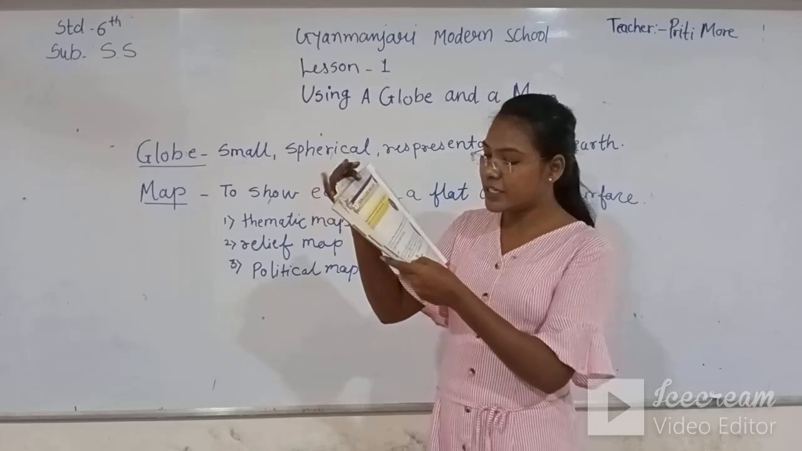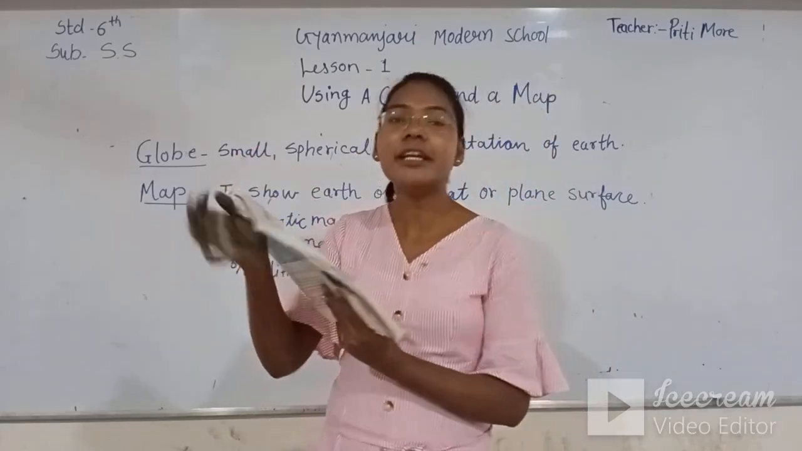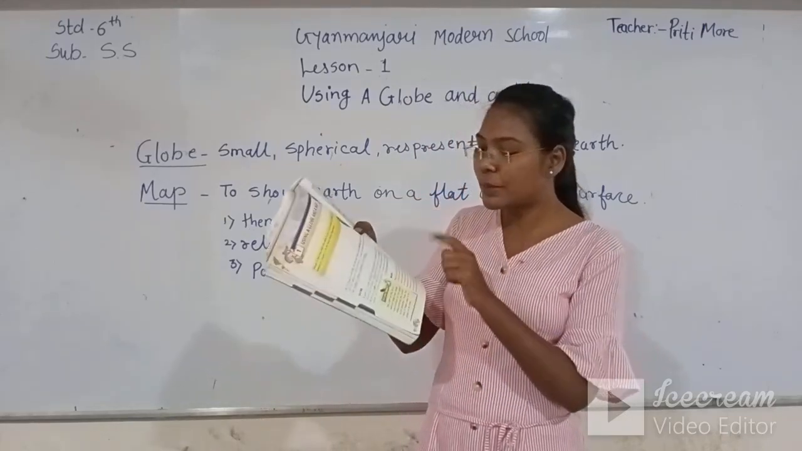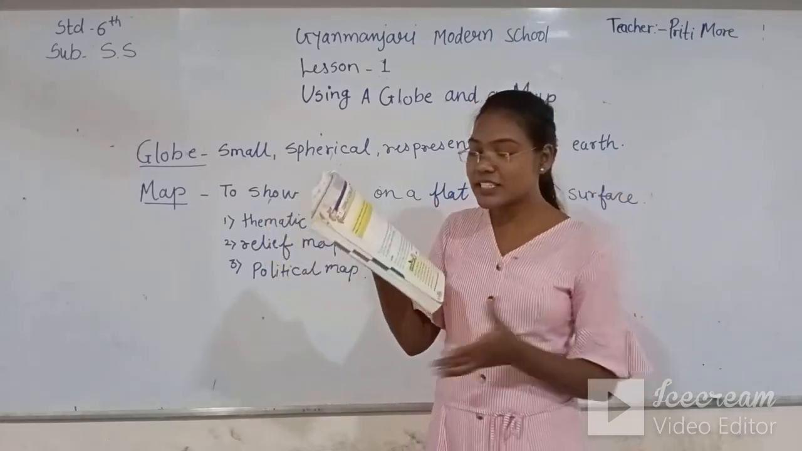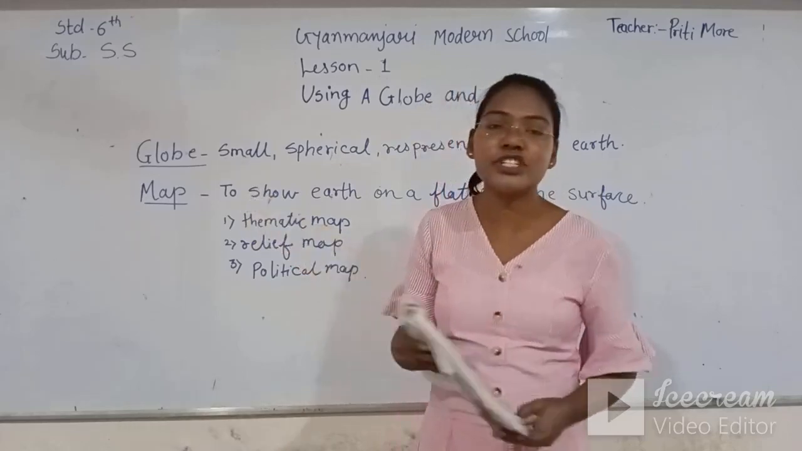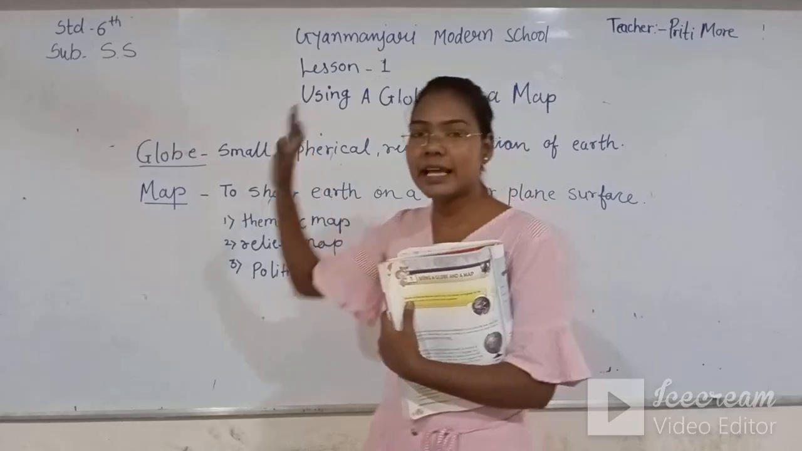So in comparison to a map, the globe is very important and very beneficial for us. It is small, but it is three-dimensional. That means it is in 3D, and it is the best and correct representation of the Earth. That means the globe represents the Earth very nicely.